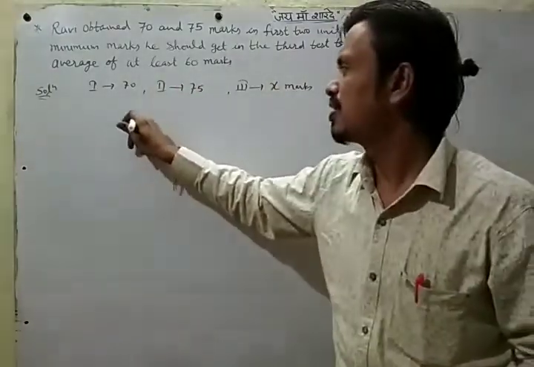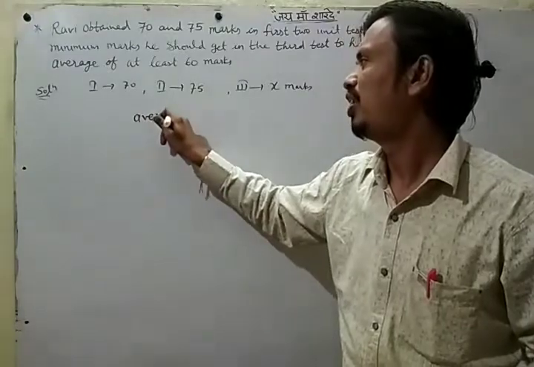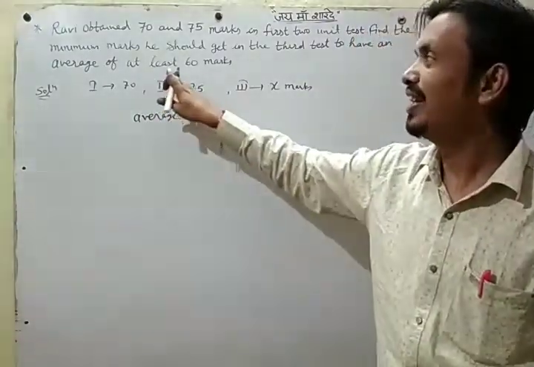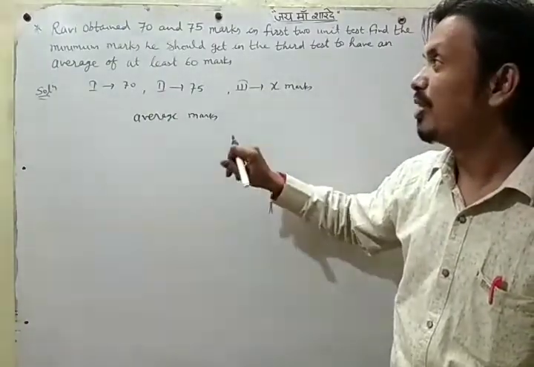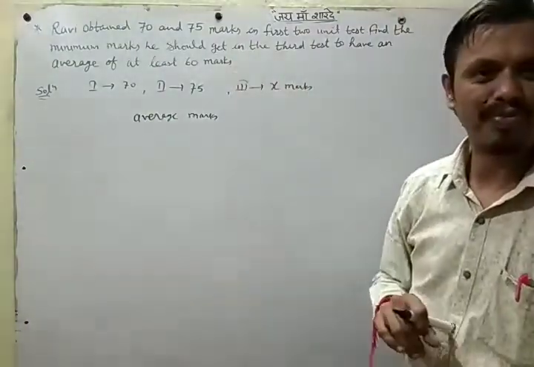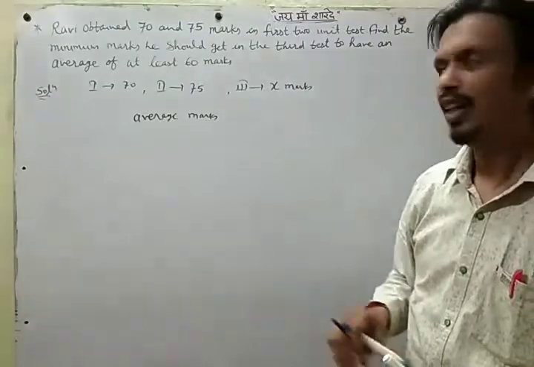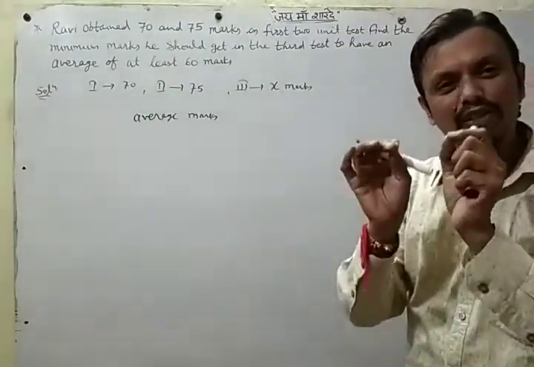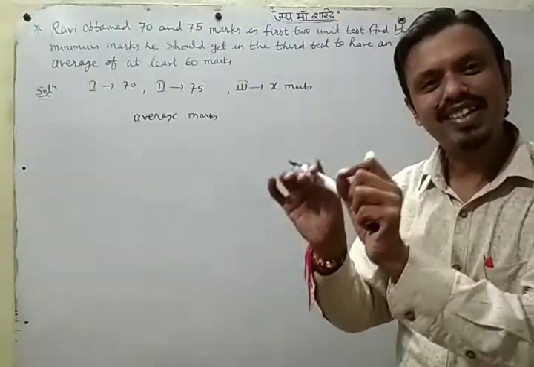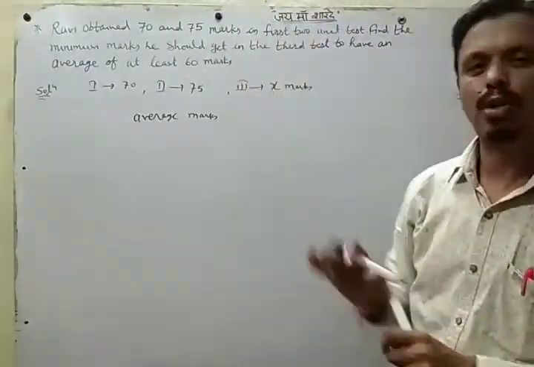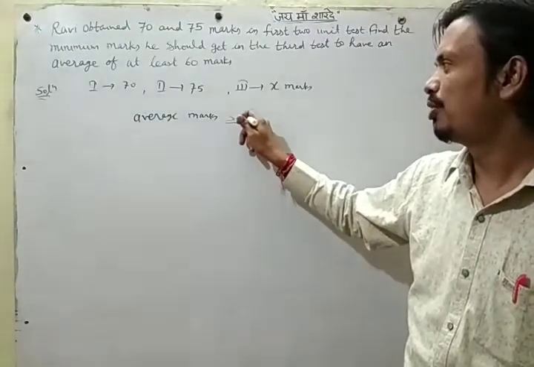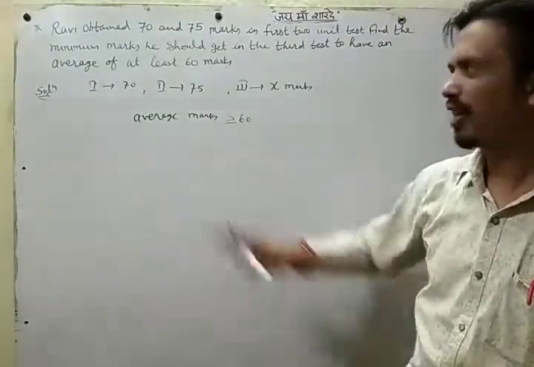Now average marks, according to the question, average marks is equal to at least 60, na? At least means minimum 60, maximum can be more than. How many marks should he get in the third test so that average should be 60 or maybe more than 60, no problem na? So average marks is at least 60 means more than or equal to 60. This is our average marks.